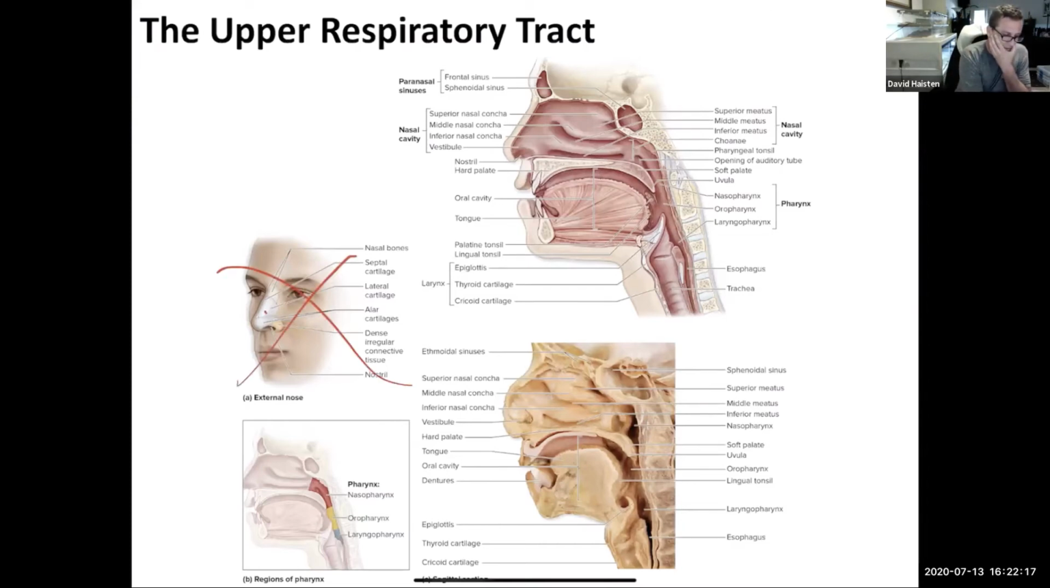What I care about is the pharynx, and I care about this stuff in your nasal cavity and a couple other features. So you have your nasal cavity and you have your oral cavity. The two feed back into a common chamber known as a pharynx.